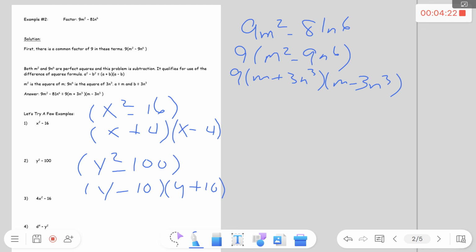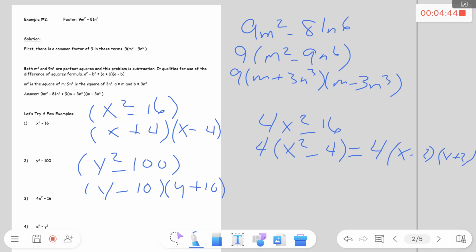Please don't do that. I have here 4x squared minus 16. GCF the 4 out. I'm left with x squared minus 4. That's going to give me a 4, of course, and an x minus 2 and an x plus 2.